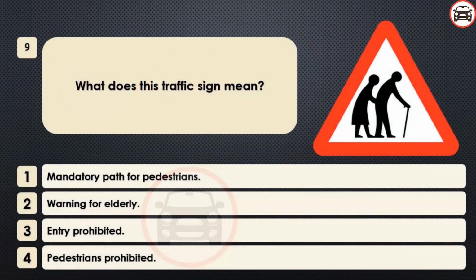What does this traffic sign mean? 1. Mandatory path for pedestrians. 2. Warning for elderly. 3. Entry prohibited. 4. Pedestrians prohibited.